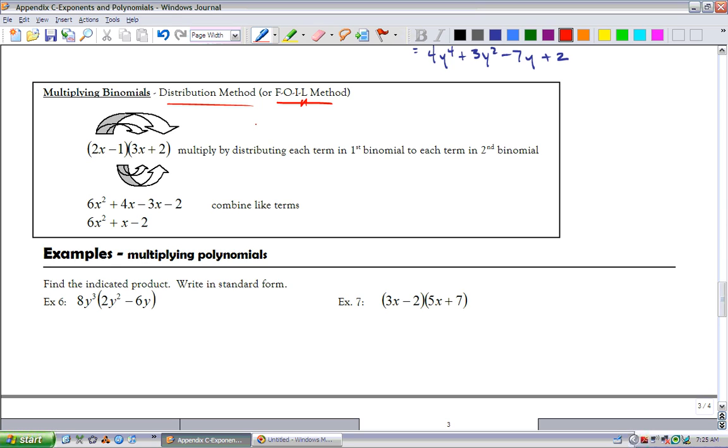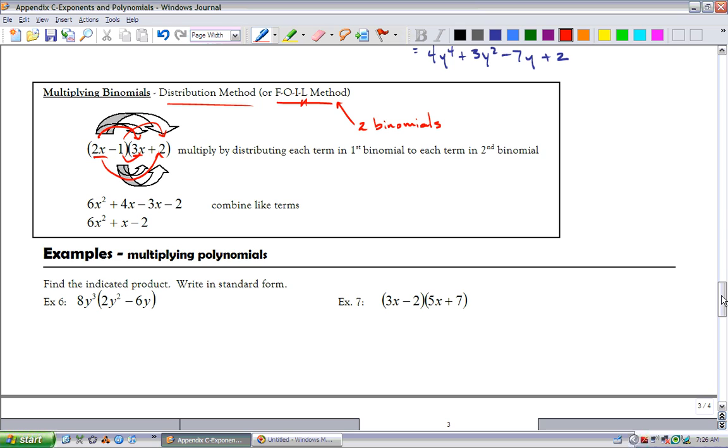FOIL stands for first, the first terms in each binomial. By the way, the FOIL method only works when you're multiplying two binomials. That's why I'm not a huge fan of it, because it breaks down if you have any other type, but it's a good introduction to it. So first, then you multiply the outsides together, then the insides, and then the last. So we'll talk about this as we go here.